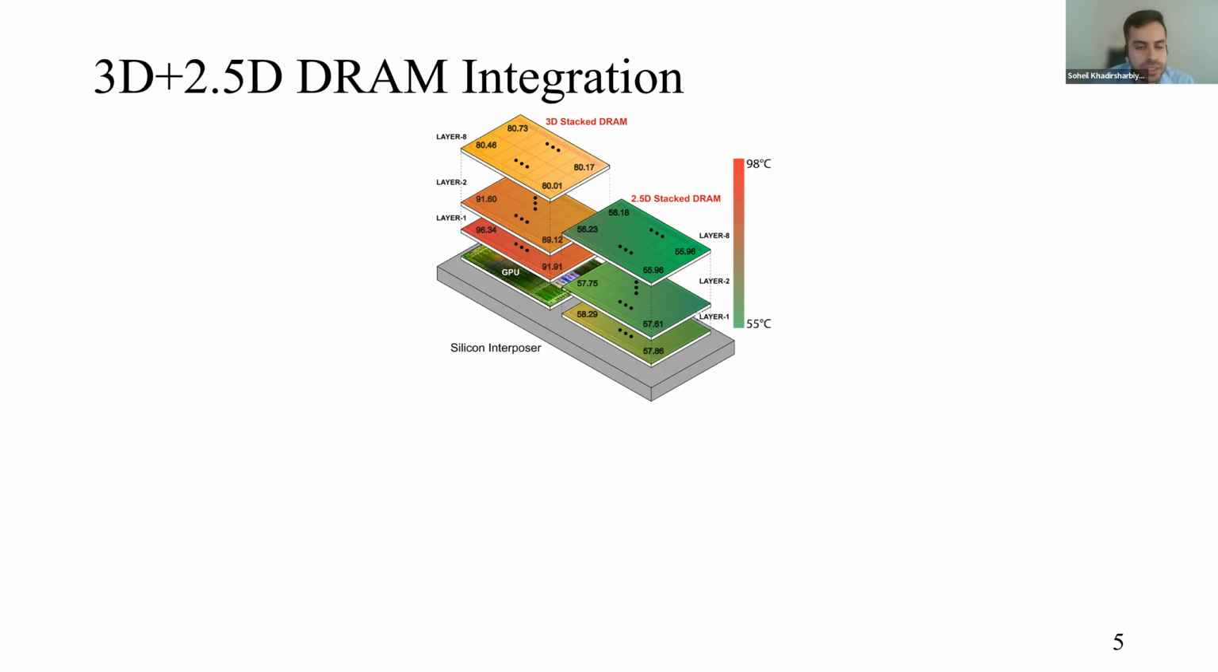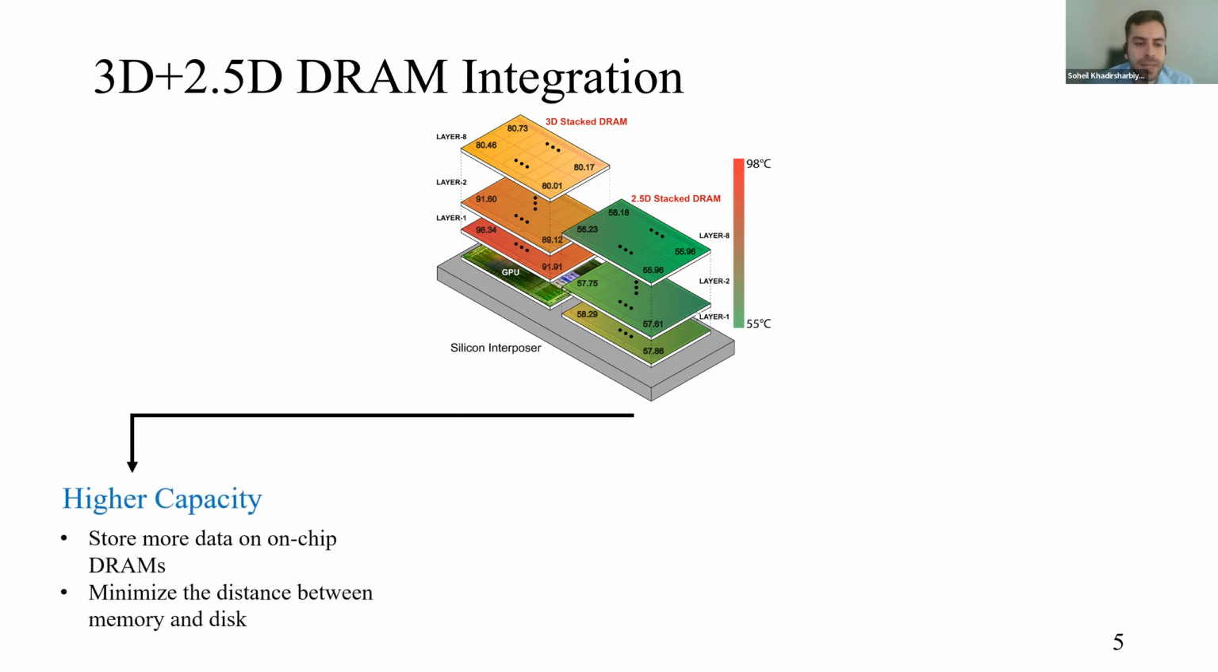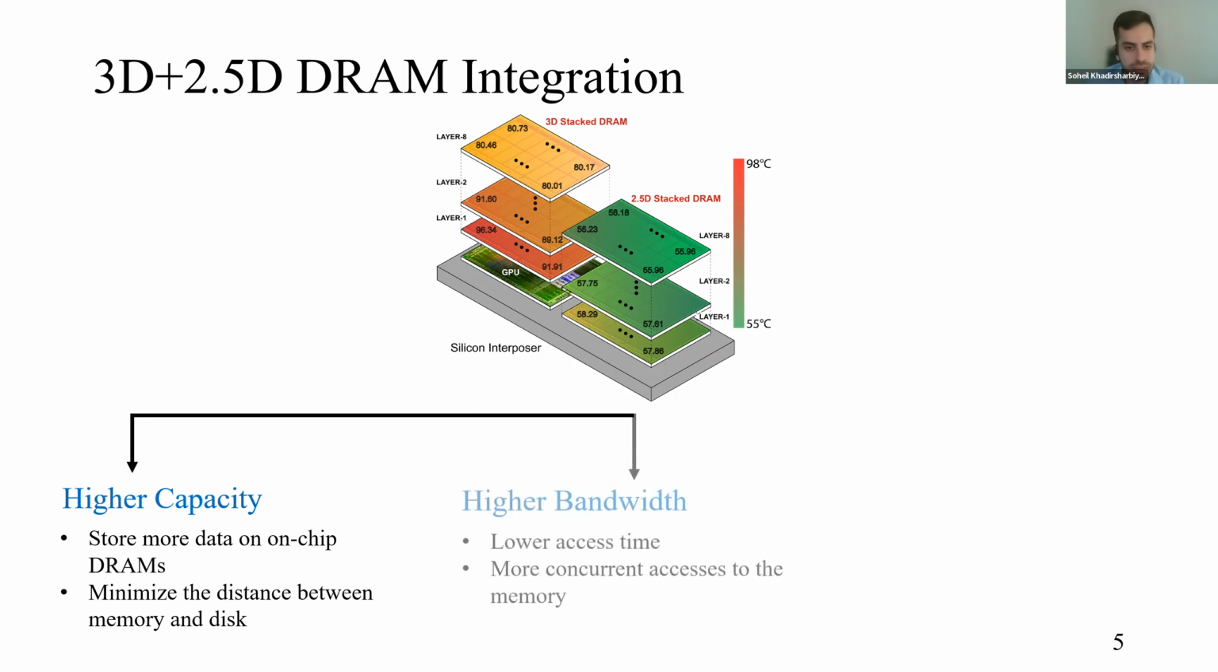It is important because it can increase the capacity by storing more data on chip, and it also reduces the distance between memory and disk. It increases the bandwidth because we can have multiple concurrent accesses to the memory. Also, because of the shorter distance and lower number of plugs to access the data, 3D stacked DRAM has lower access time.